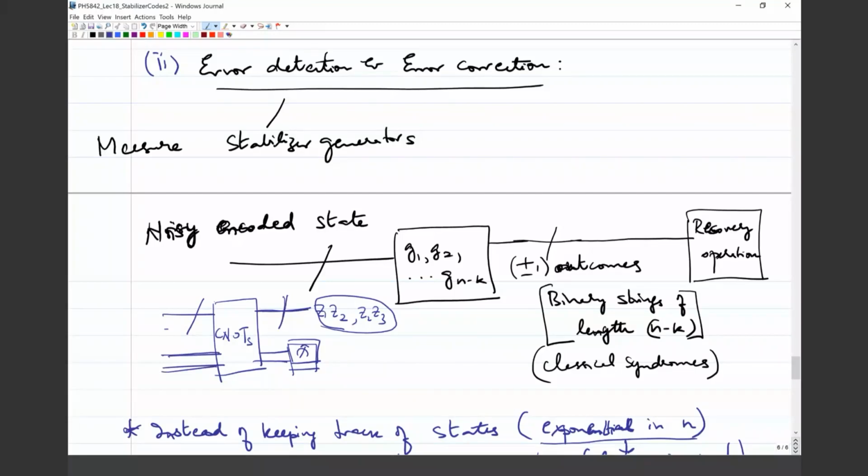So when I talk about whether something is a nice error correcting code, it's not just about whether it saturates a particular coding theory bound. You have to ask, what about its implementation?